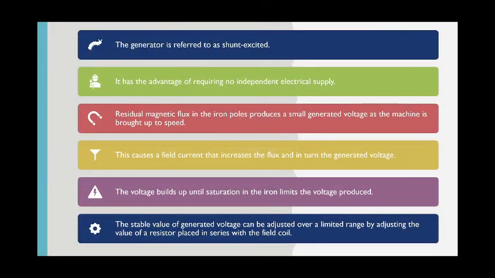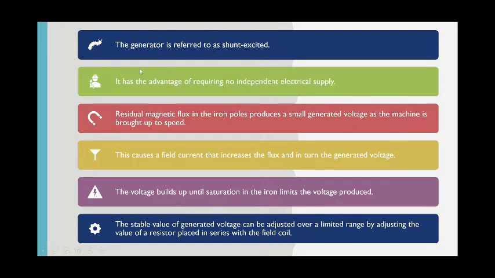Alright, first of all, the generator is referred to as shunt excited. What is shunt excited? Shunt excited basically means that it's a type of DC generator classified on the basis of the source of field current. You can refer to your DC generator diagram for more information.